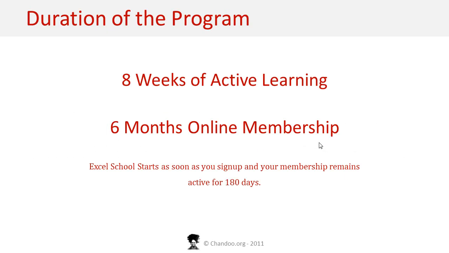Duration of the program is 8 weeks of active learning. By active learning, what I mean is, at least for these 8 weeks, you will need to be visiting the Excel School online classroom, watch some lessons, or at least download and watch them, and practice the topics. You will also get 6 months of online membership, all at no additional cost. You pay one fee and you will have 6 months access to all the material, all the classroom area where you can ask questions, downloads and files and everything for 6 months.